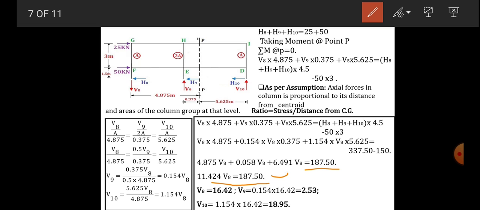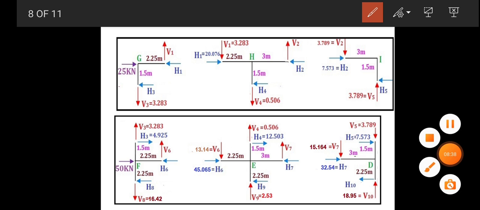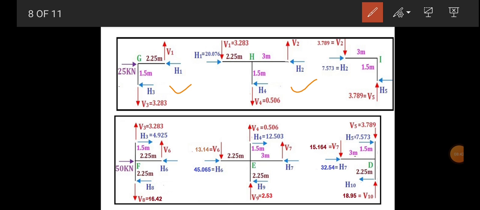Once we have the V8 value, which is V8 equal to 16.42, put this V8 value here, we will get V9 and V10. V9 is 2.53 and V10 is 18.95. Now here the FBD of all joints are mentioned: joint G, joint H and joint I. So these forces we know from the upper story calculation or from the previous video.